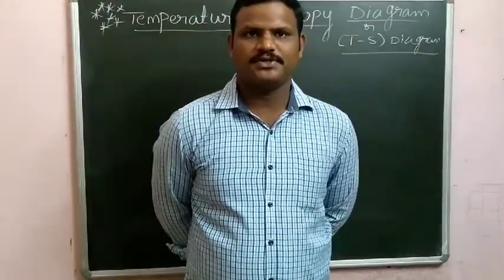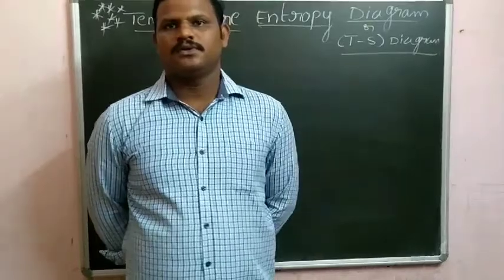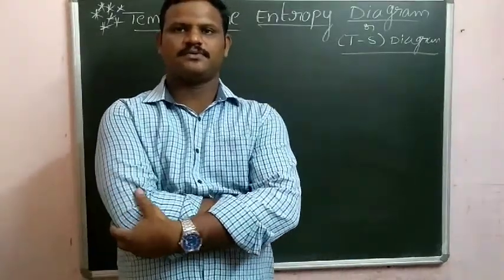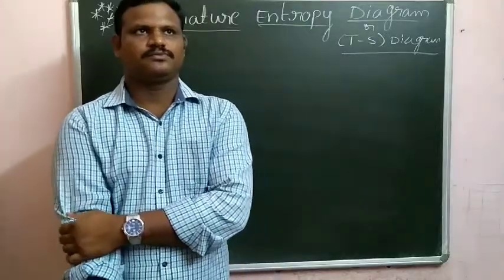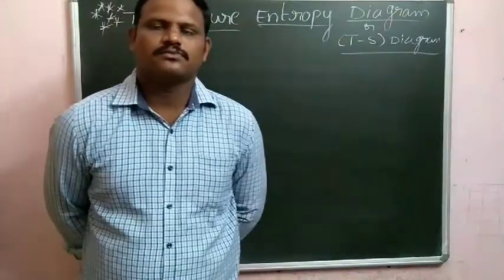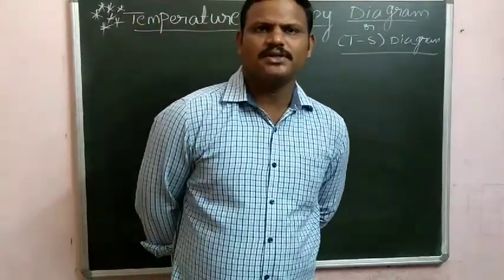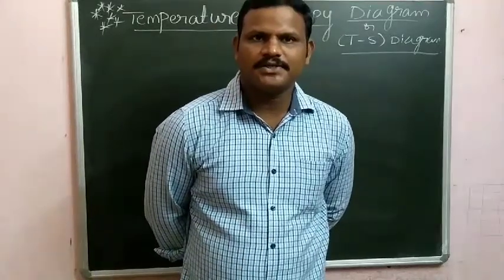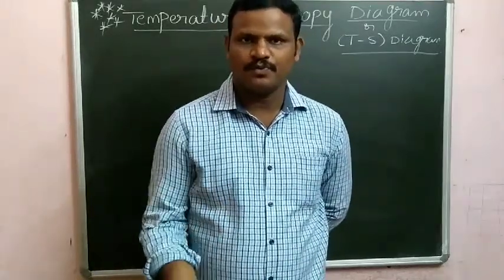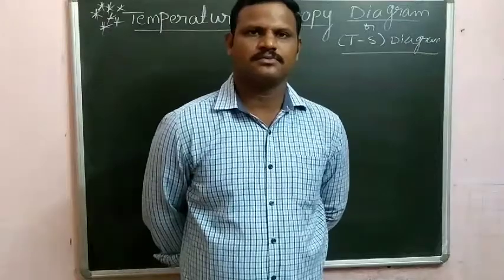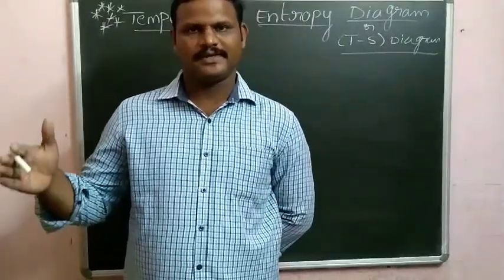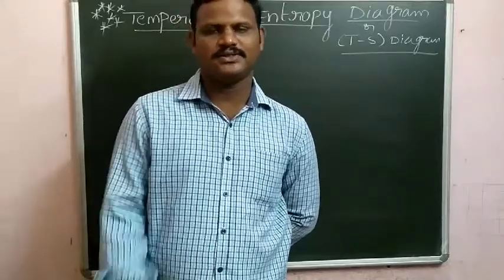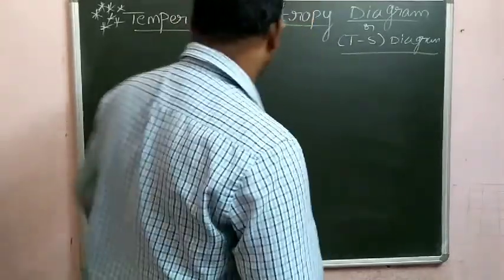T means temperature. S means entropy. Okay. Let us consider temperature along the y-axis and entropy along the x-axis, which is called the TS diagram.